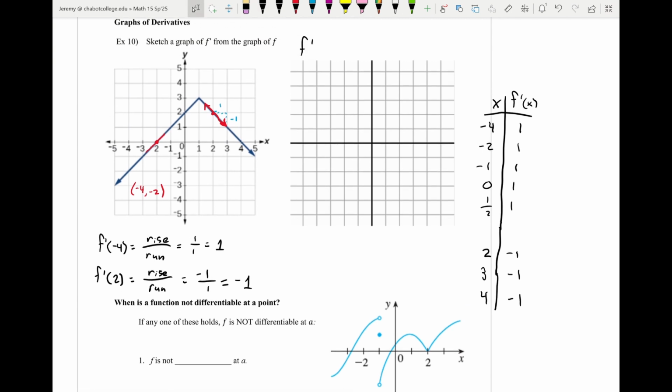All right, so far here's what my graph of my derivative looks like. To the left of x equals 1, we are just outputting +1. And to the right of x equals 1, we are just outputting -1.